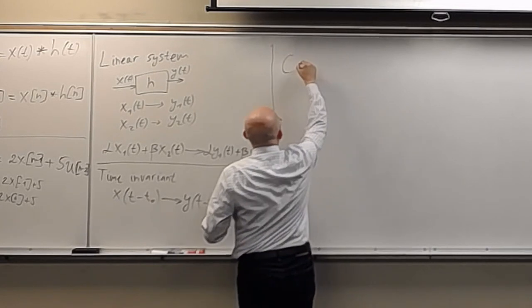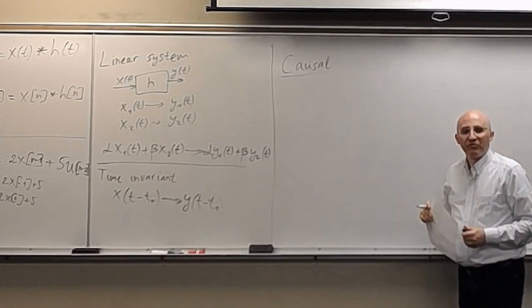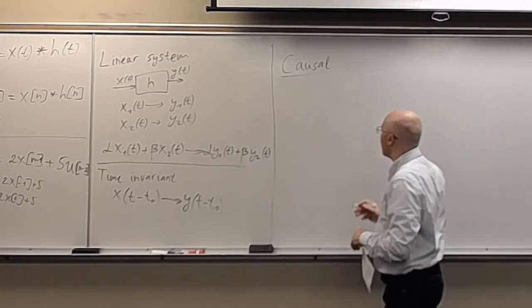Causal system. This will be very important for stability of the systems, and the only systems we can actually realize in hardware are causal systems. You cannot realize in hardware anything which is not causal. So you cannot build any circuit or any physical system which is not causal. What is the reason for that? Because we don't know how to predict the future. So causality means the present state of the system depends only on the present state and past of the system, okay? Not future. So it cannot depend on the future inputs.